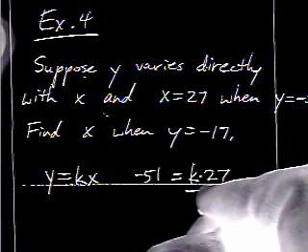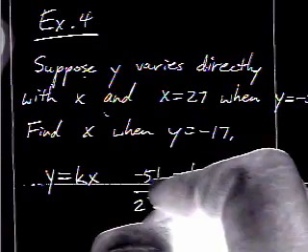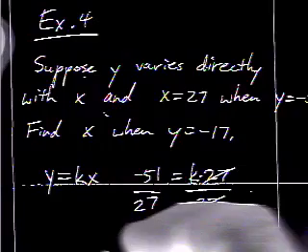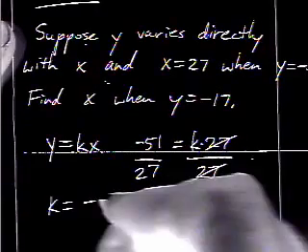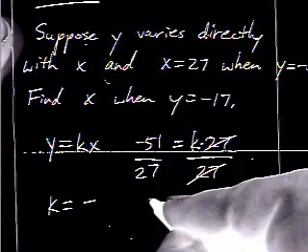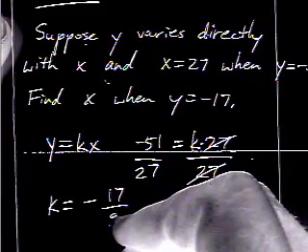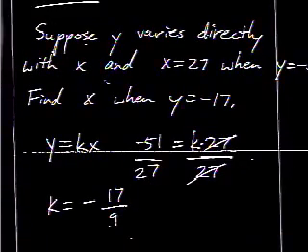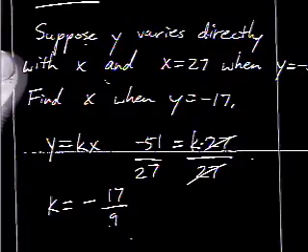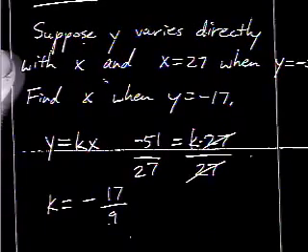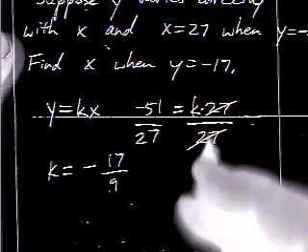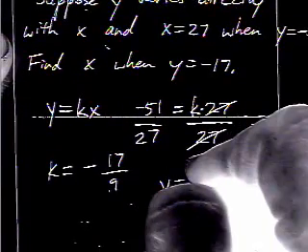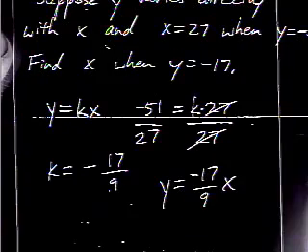Okay, so we need to divide by 27 on both sides in order to find out that k is equal to a negative number, right? 3 goes into the top and the bottom. 17 over 9. All I did was take a 3 out of the top and a 3 out of the bottom. So my equation, y equals negative 17 over 9 x.